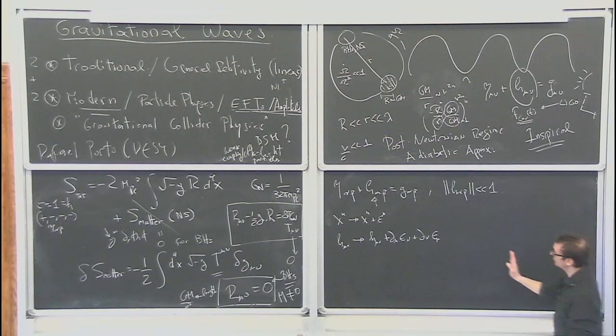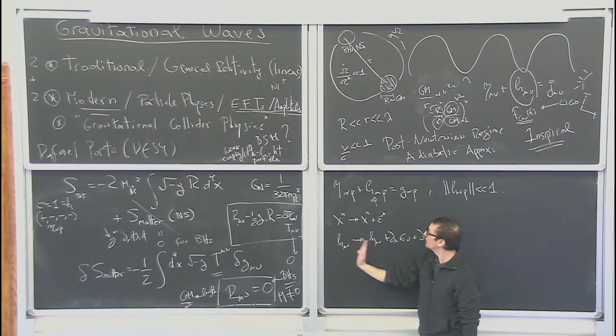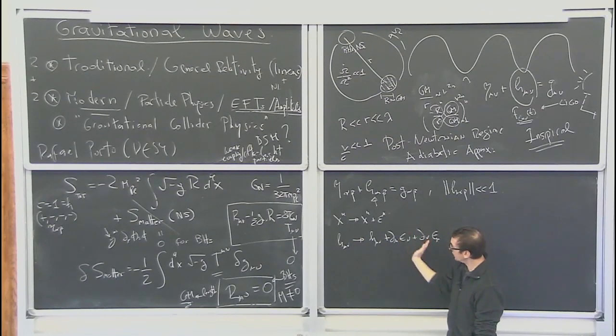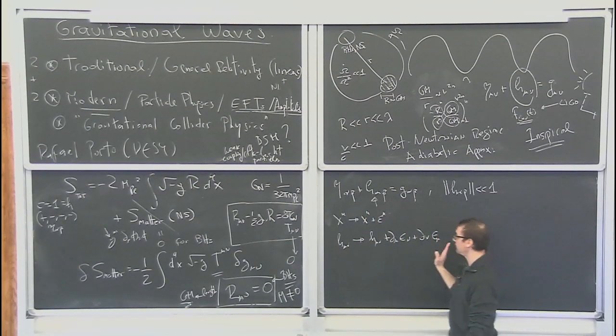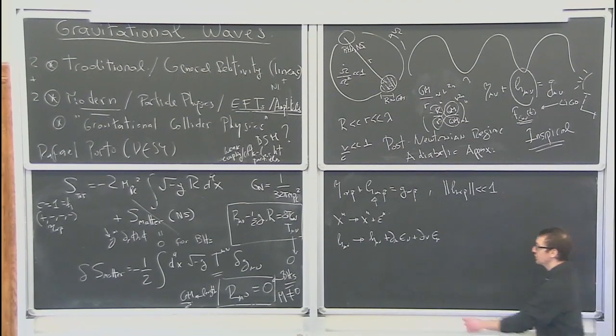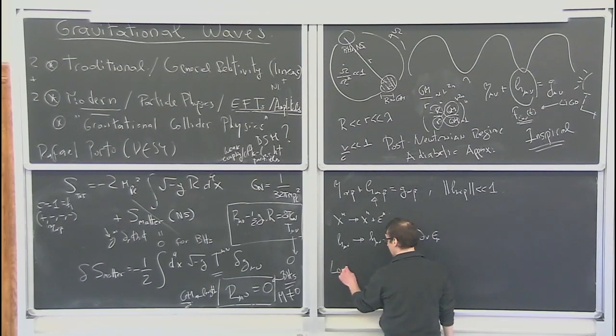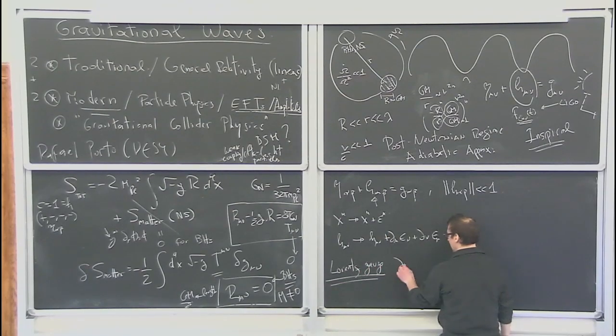So we have some freedom as long as it's small, that's what I was saying, small gauge transformations or small coordinate transformations, this remains small. So we have this freedom. And then we choose what is called the Lorentz gauge, which is the usual one.